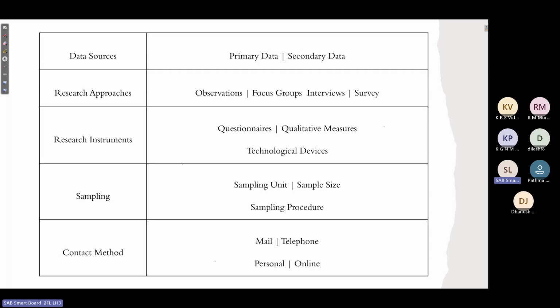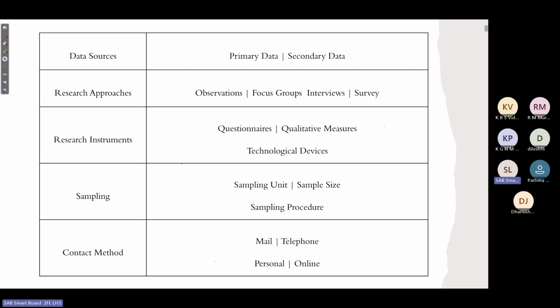Then we need to decide how we are going to do the sampling. I told you, if you are doing research, it is not practical for us to collect data from everyone in a country or everyone in a particular region. Rather, we would select a sample which represents everyone in that particular region.